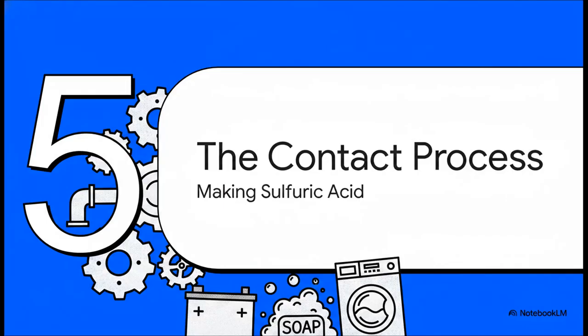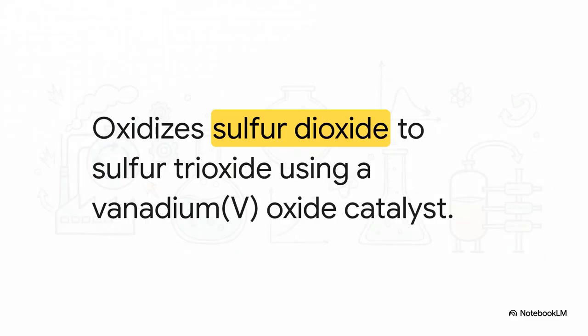And that brings us to Section 5, the contact process. You know sulfuric acid, it's an essential ingredient for everything from your car battery to the laundry detergent you use every week. The core reversible reaction happening in the contact process is the oxidation of sulfur dioxide, literally adding oxygen straight from the air to create sulfur trioxide. And just like the Haber process, we use a catalyst to speed things up. But for this one, we use vanadium(V) oxide.